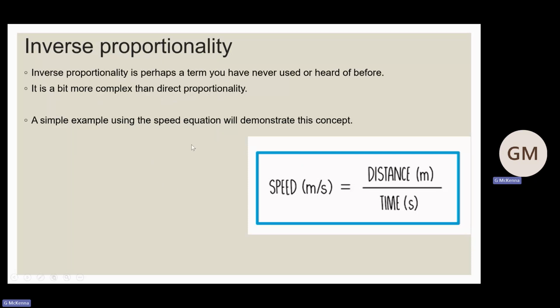A simple example using the general speed equation, distance over time, will be used to demonstrate this concept. So similar to the previous videos, you might just want to pause the screen and then copy down the respective notes.